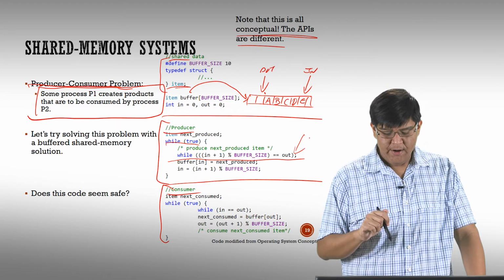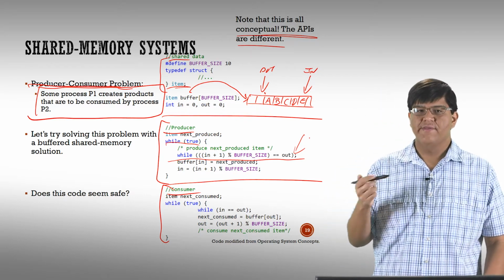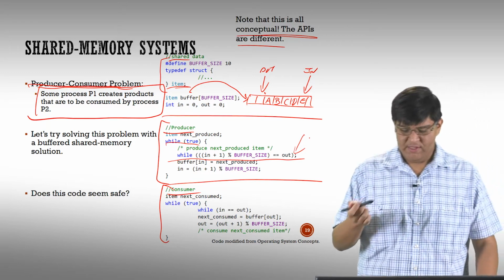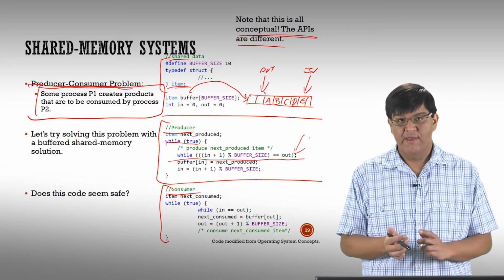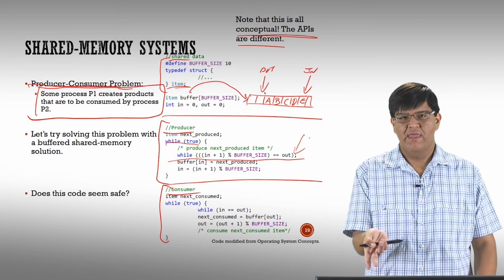And so what that loop is doing is waiting: is there a space for me to add something or not? Because if there's not, how do I produce something new? I need to wait around. And so what it's doing is checking to see whether there is overlap between that in and the out variable.